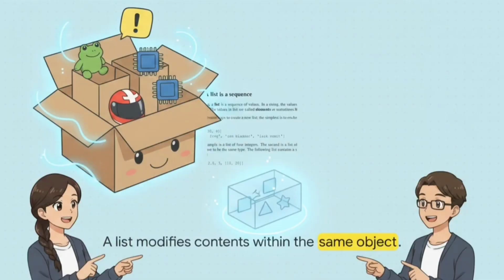A great way to visualize this is to think of a list as a reusable box where elements are mapped to indices. When you mutate a list, Python is really just swapping out the items inside that existing box. It modifies the contents within the exact same object structure, rather than forcing the system to generate a brand new box for every tiny little change.